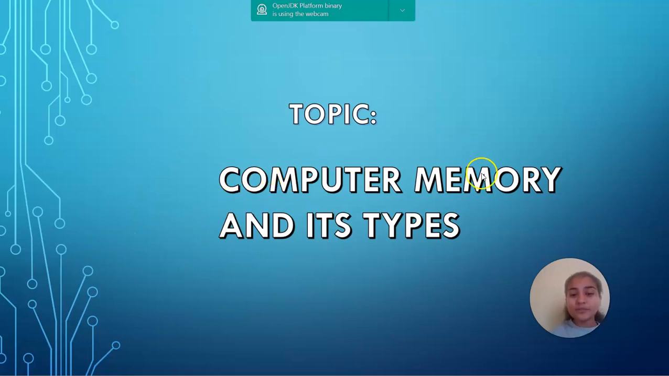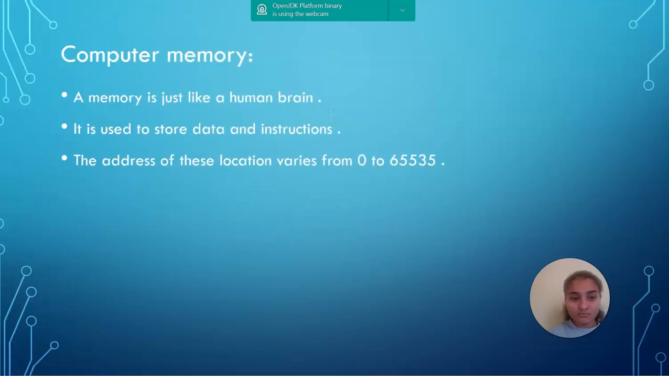My topic is computer memory and its types. Computer memory means a memory is just like a brain of computer. It is used to store data and instructions.